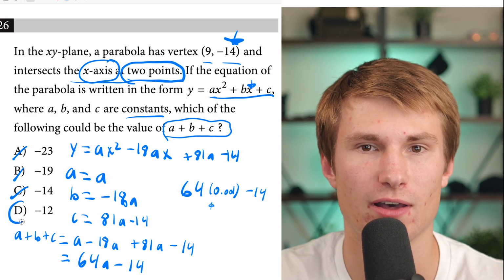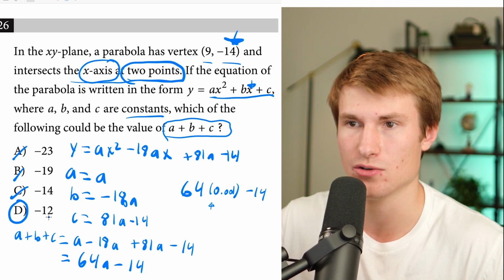Okay, we would have to have that value be negative 12. That's the only possible value. So our answer has to be D.